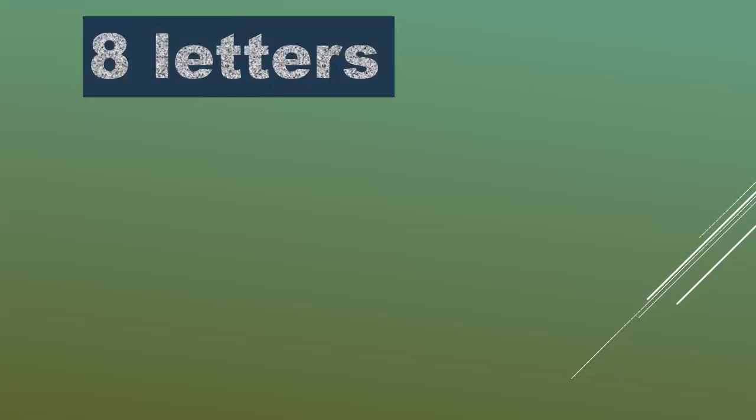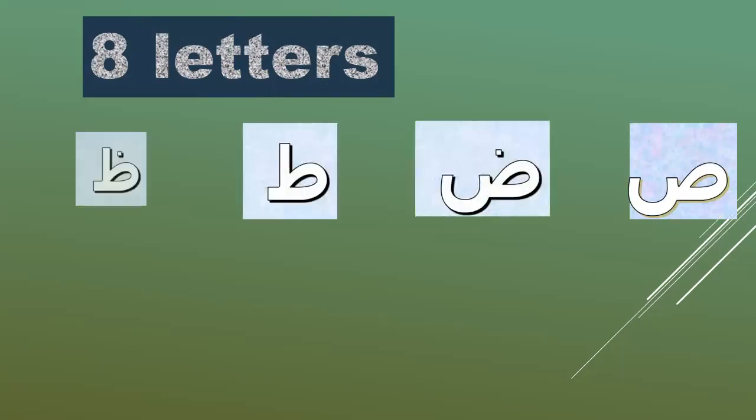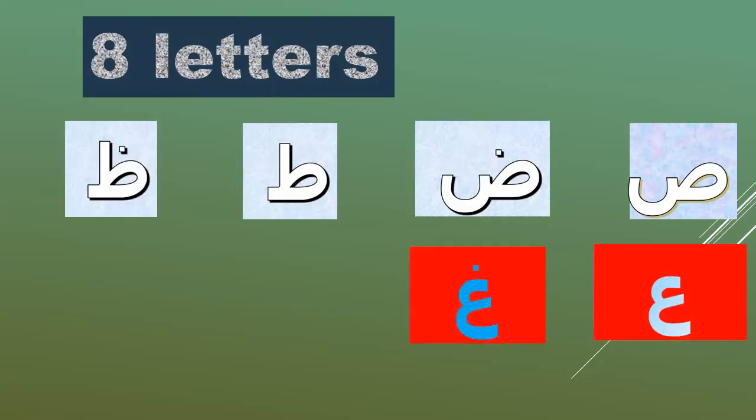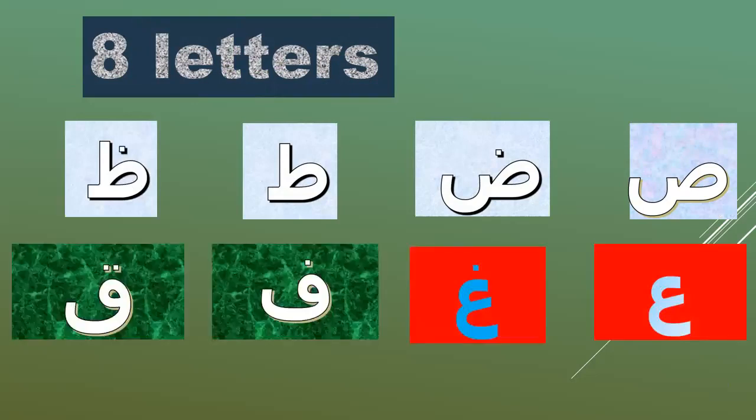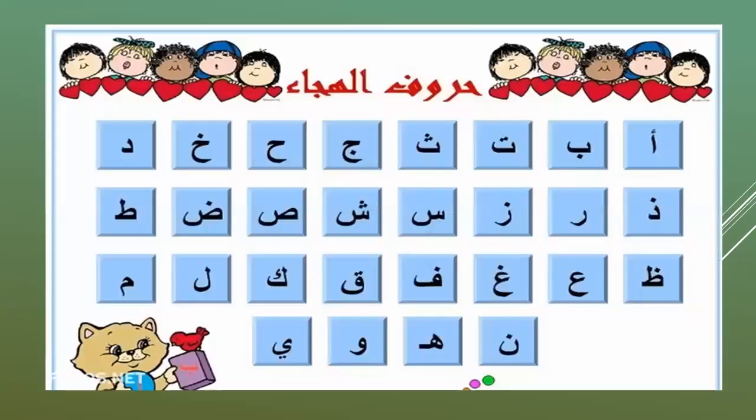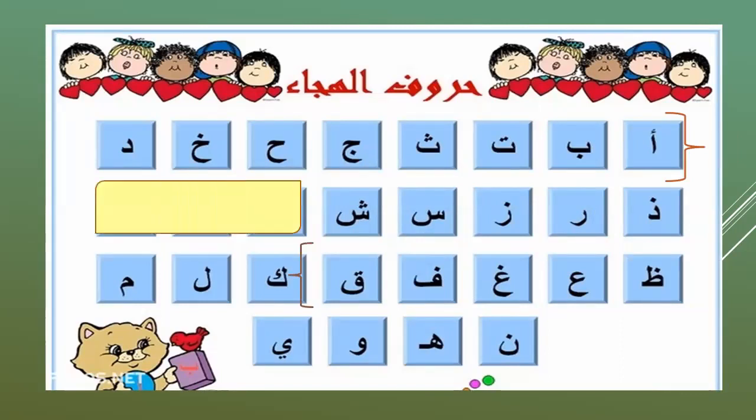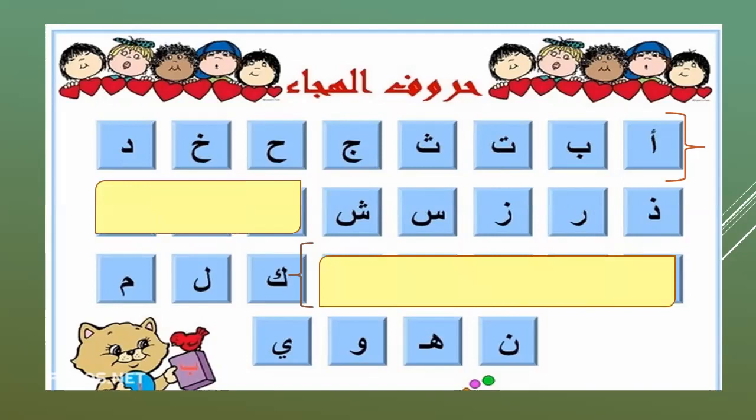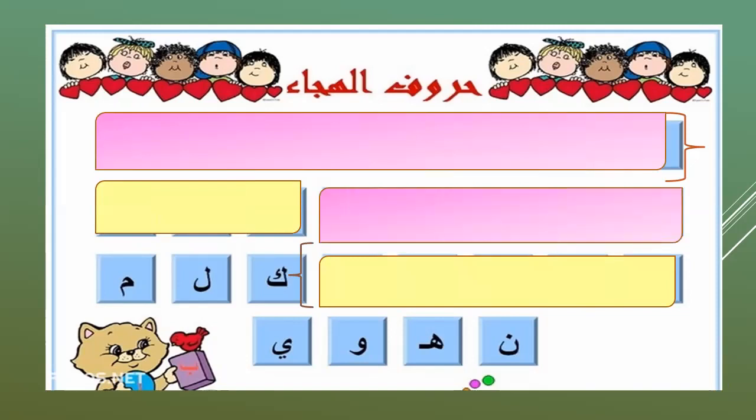Today we studied together 8 letters: Saad, Daad, Ta, Za, Ain, Ghain, Fa, Qaf. Please don't forget the Arabic letters are 28. We started from Alif till Qaf. In the last videos we studied 13 letters. Inshallah, in the next video we will complete the other letters to finish alphabets.